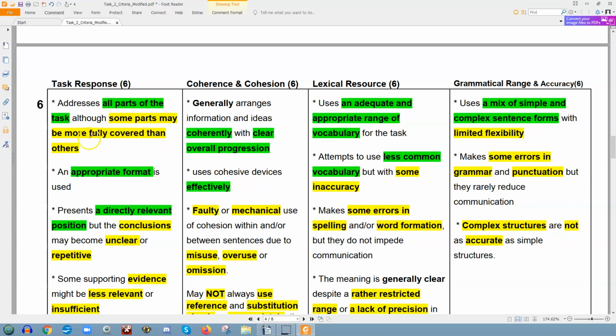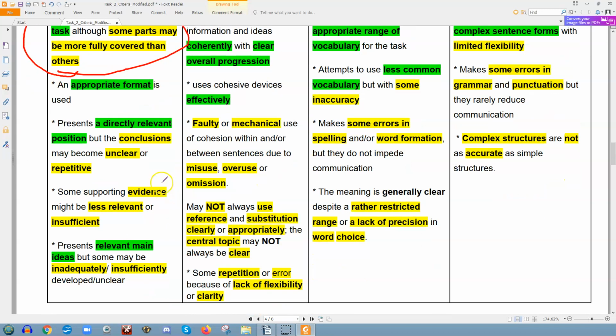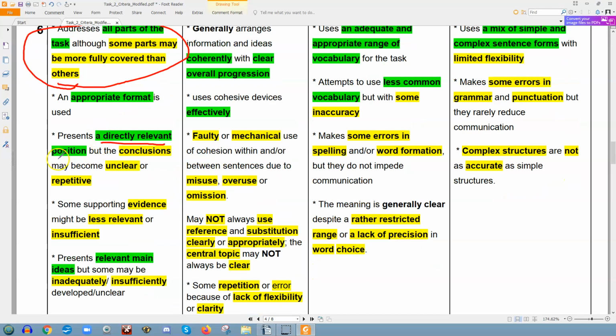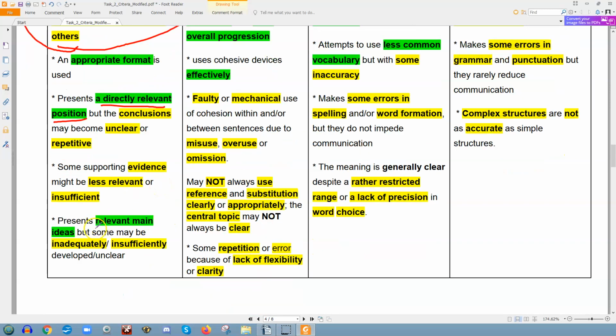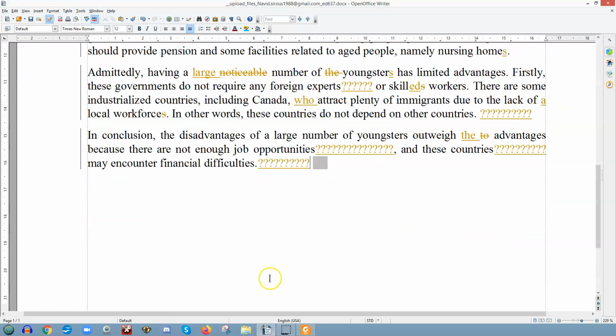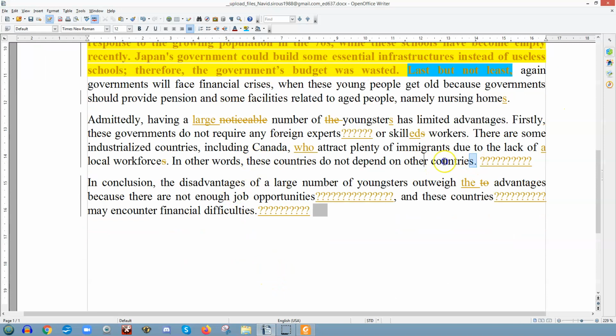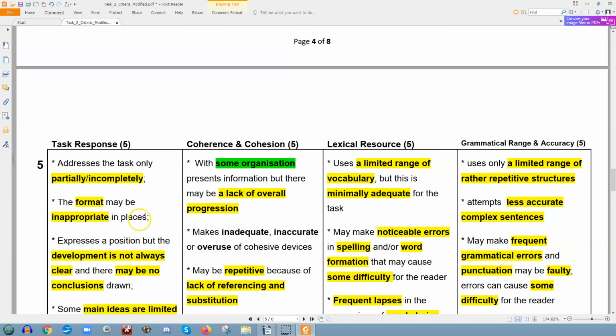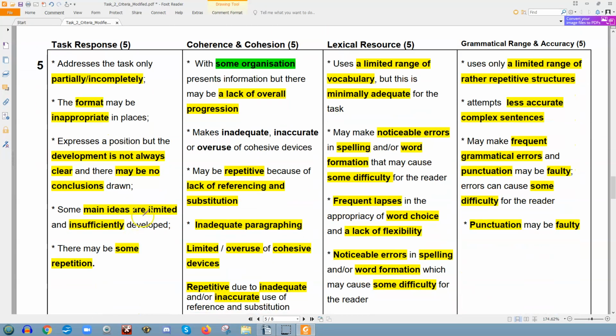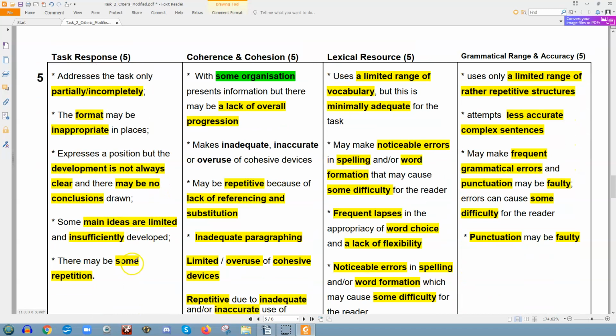Some parts maybe. I think it was more about the disadvantages and the advantages. Directly relevant position? No, not at all. Relevant main ideas? Well, I don't think so. What does this have to do with anything? How are these main ideas? Partly and completely right, I think.